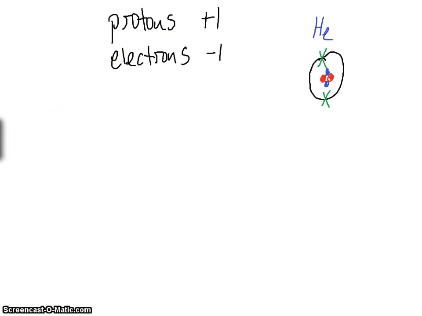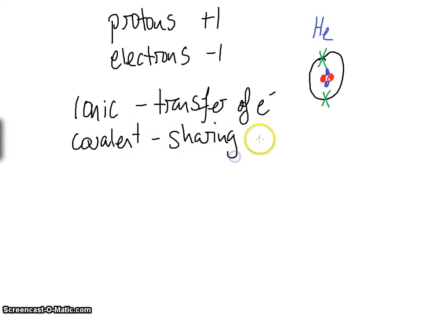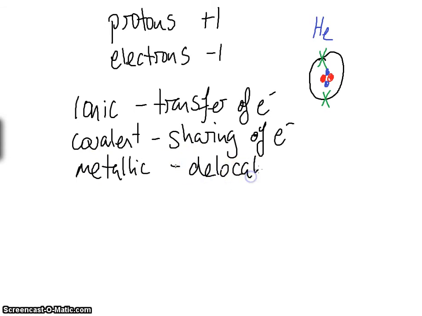So there we go. Ionic is transfer of electrons. Covalent is our sharing of electrons. And metallic is when we have delocalization of electrons, and in all cases this leads to a full outer shell of electrons.